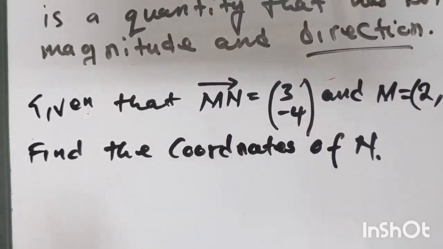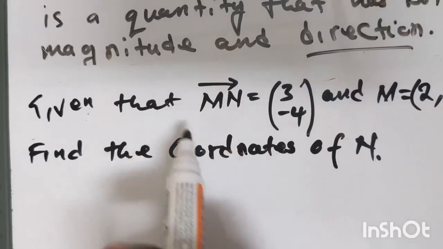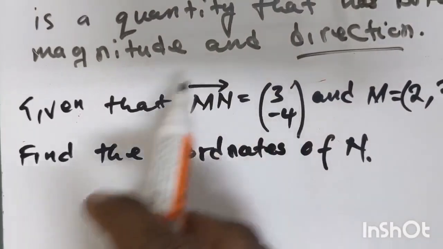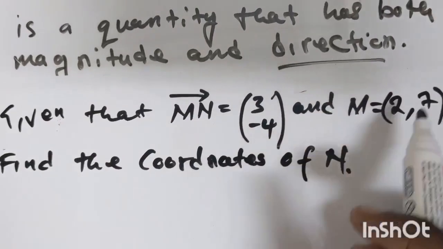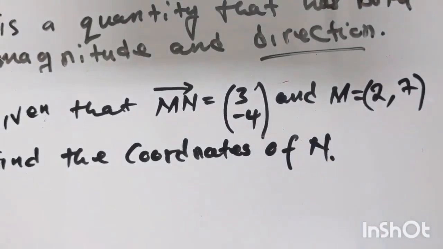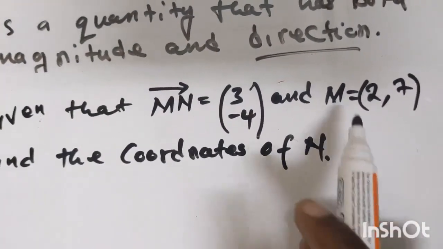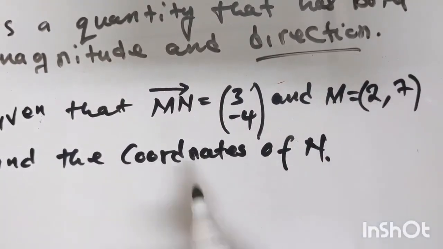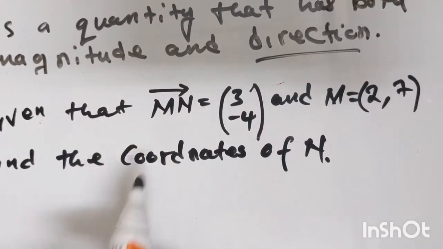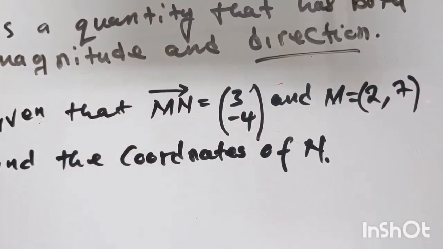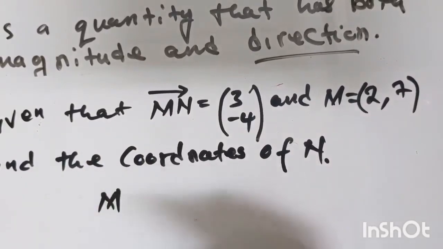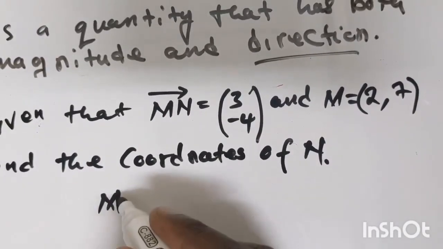Okay, so you know that this is the vector which they have given us. They have also given us a point, and it has coordinates M. M is equal to that. Now what is N? Since we have MN here, to find the vector MN, we do it like this. This is the formula that we used.